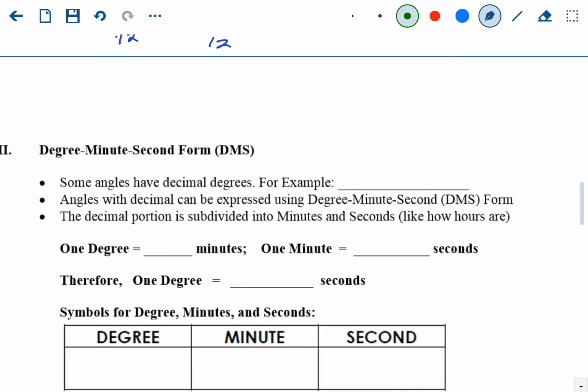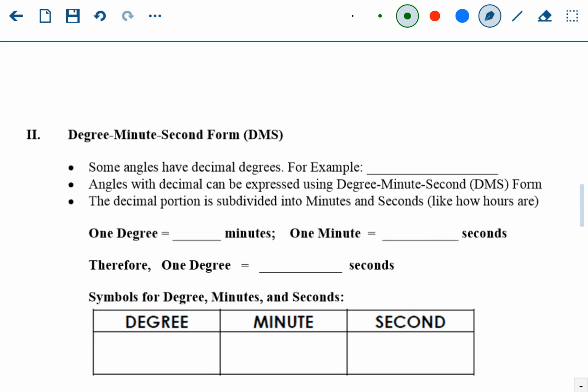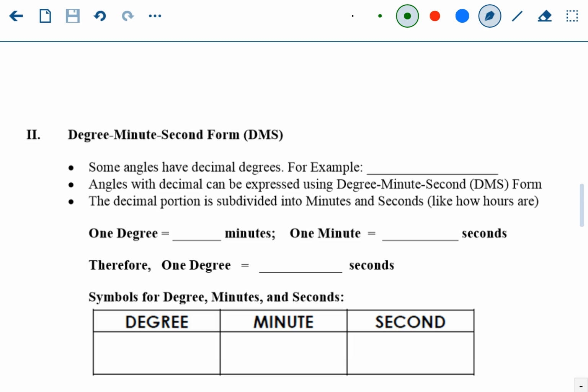All right, and the second thing we have to talk about today is degrees, minutes, seconds. Degrees, minutes, seconds are a way of breaking down angles. There's two ways to break down angles. You could use decimal degrees, which is just a degree with the decimal portion, or you could use degrees, minutes, seconds, which breaks it up into smaller units. Some angles have decimal degrees, for example, 47.325 degrees. And again, those can be written in what's called degree, minute, second form.